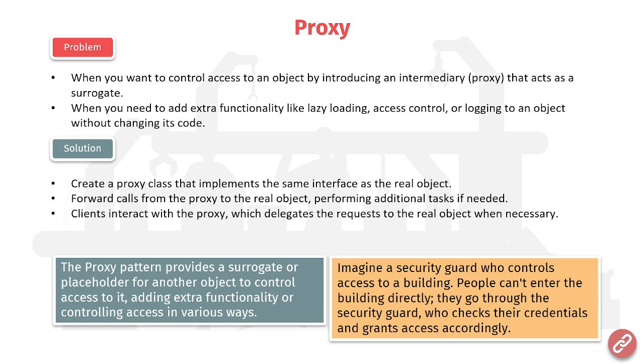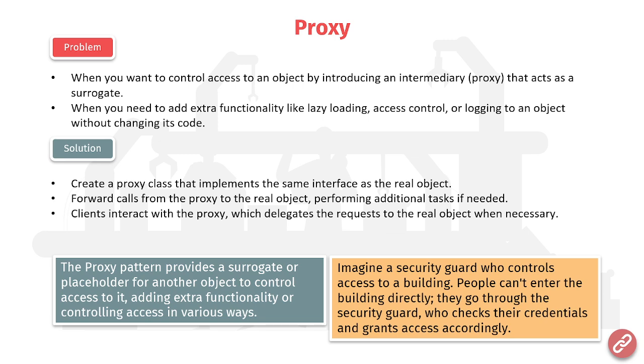Okay, so next design pattern is proxy design pattern. Here, what we want to do is control access to an object by introducing an intermediary, which means that if you have an object and not everybody should be able to use this object, you can create a proxy and control access.